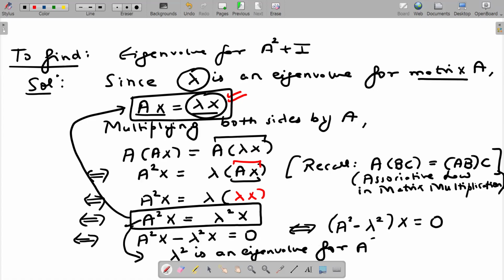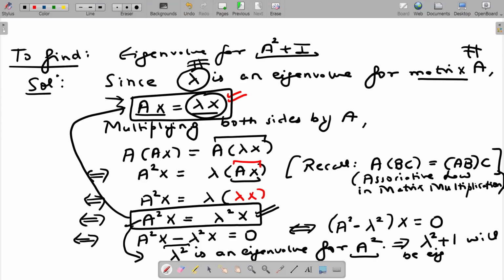Lambda is an eigenvalue for A, that means AX is equal to lambda X. Similarly, I got A square X equal to lambda square X, which means lambda square is an eigenvalue for A square. I need to find the eigenvalue for A square plus I. If lambda square is an eigenvalue for A square, it implies lambda square plus 1 will be the eigenvalue for A square plus I.